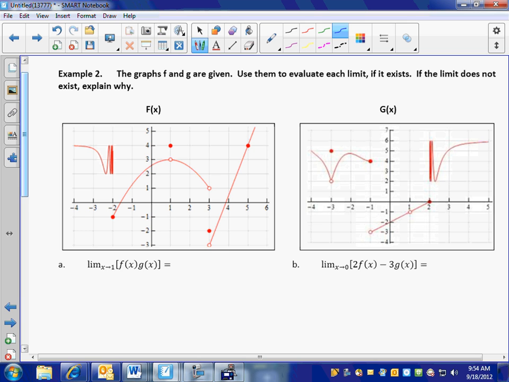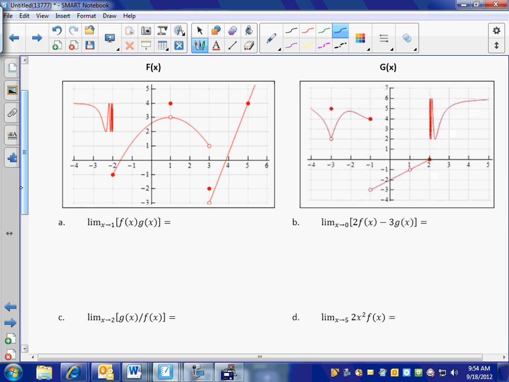Instead of giving you the actual values, I tell you that you're looking at the graphs, evaluate the limit. If the limit does not exist, state why. So this is the limit as x approaches 1 of f of x times g of x. This is f of x. This is g of x. So I first need the limit as x approaches 1 of f of x. What's the limit as x approaches 1?